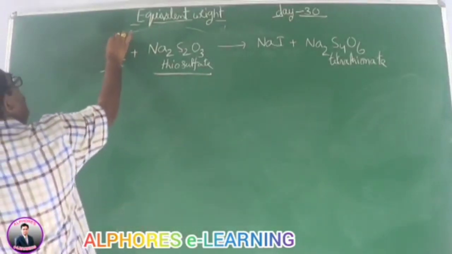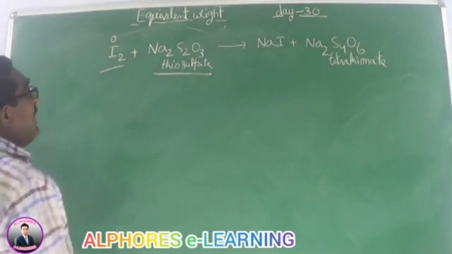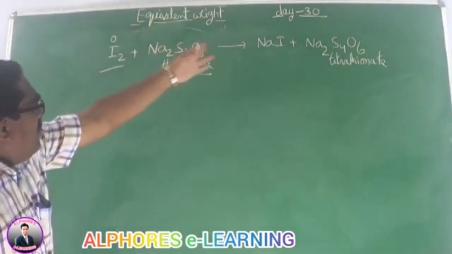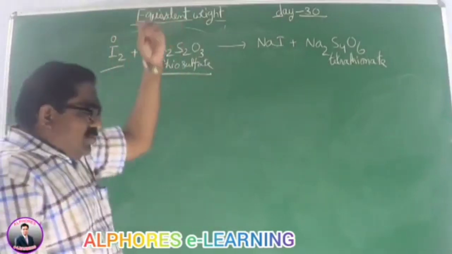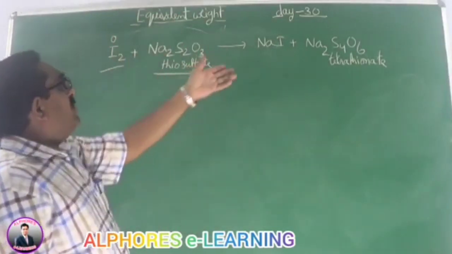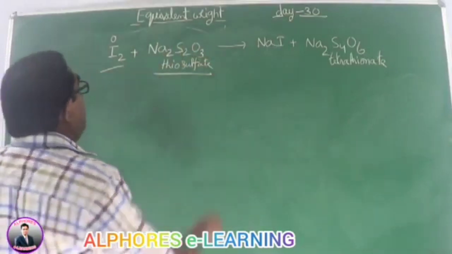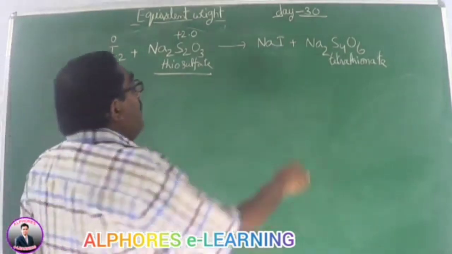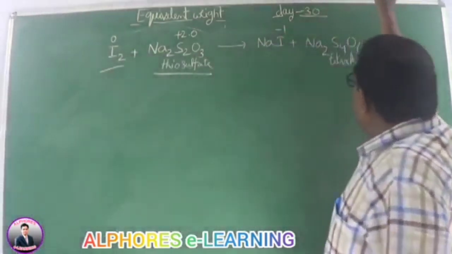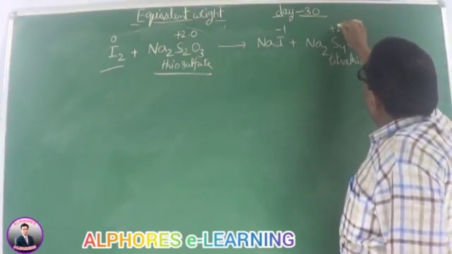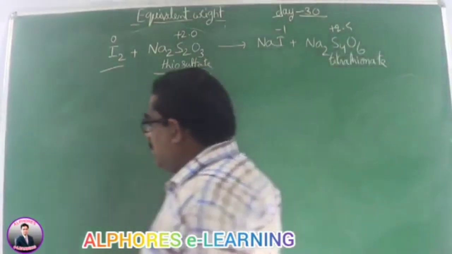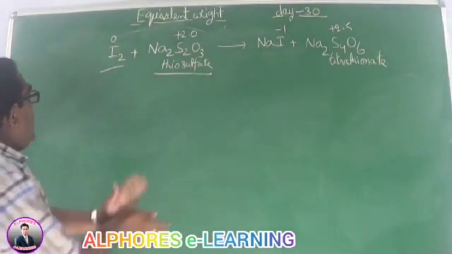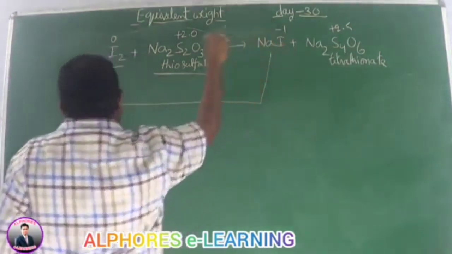Here iodine is 0. Here, for sulfur's oxidation state, sodium and oxygen are not changing, because sodium is an alkali metal, always +1, and oxygen is -2 on both sides. For sulfur we calculate +2. Here for iodine it is -1. Here for sulfur it is +2.5. We already did all these calculations in the previous sessions. Now let me estimate for iodine.